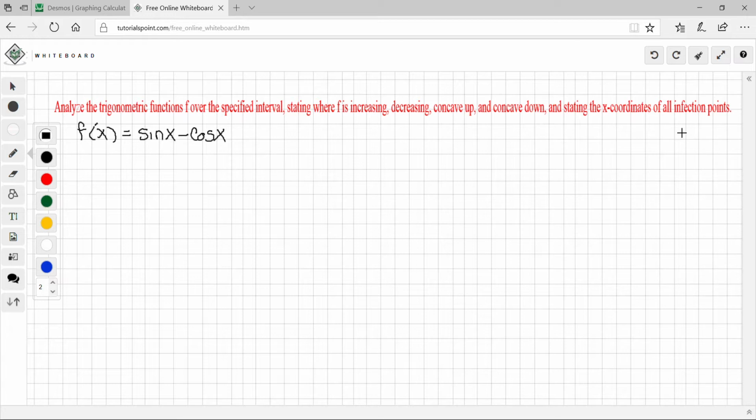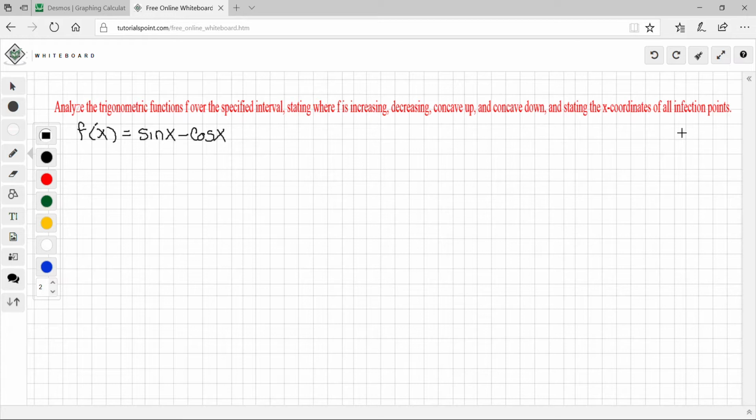Today we're going to analyze the trigonometric function f over a specific interval, stating whether f is increasing, decreasing, concave up, concave down, and stating the x-coordinate of an inflection point. So we're given f of x equals sine x minus cosine x.